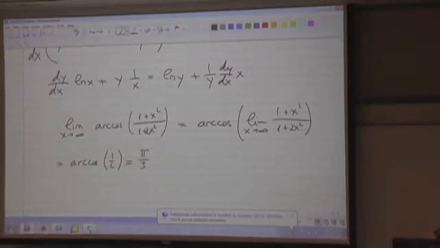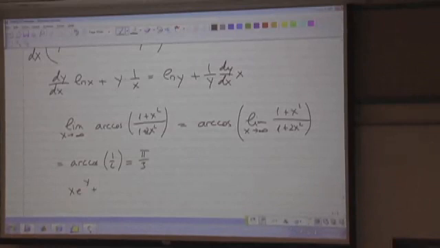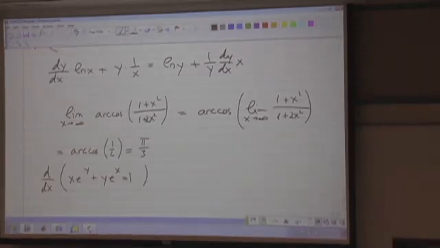56 on 3-3. Okay. So you have x e to the y plus y e to the x equals 1. So we need to apply implicit differentiation to get dy over dx, right? So when you take derivatives both sides, we end up with e to the y plus x e to the y dy/dx plus dy/dx e to the x plus y e to the x equals 0.